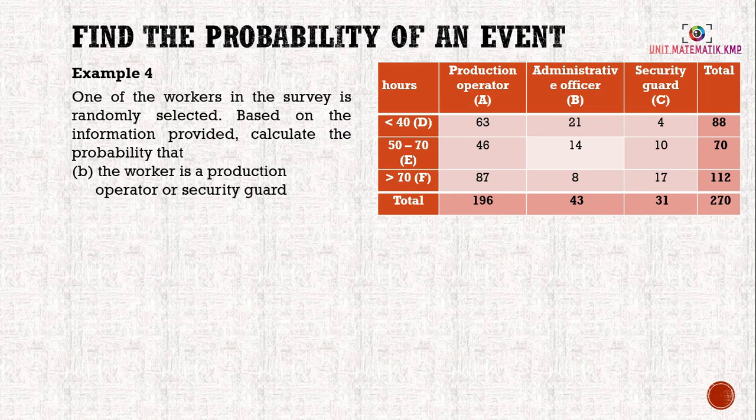Okay, next, calculate the probability that the worker is a production operator or security guard. So kita nak the probability of A union C. So kita akan ambil the probability of A plus the probability of C.